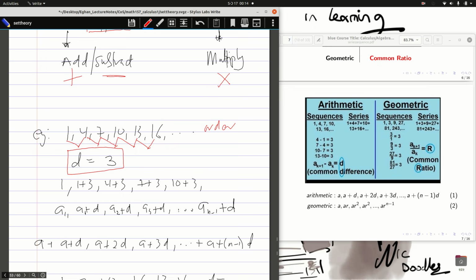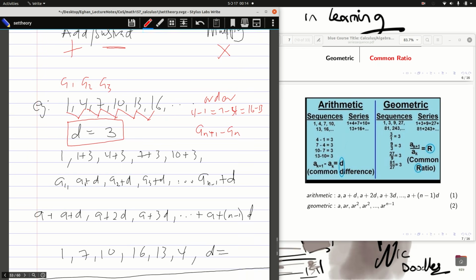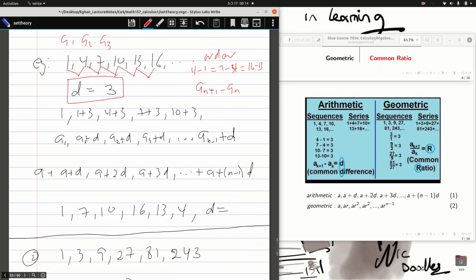That is how we find a common difference. We subtract: 4 minus 1 is the same as 7 minus 4, the same as 16 minus 13. So it's as if you have a_n minus a_(n-1). Or another way, if you want to follow the usual pattern, this is a1, a2, a3. So it's always a_n minus a_(n-1), and that gives you the common difference. And then the general way is given in equation 1.